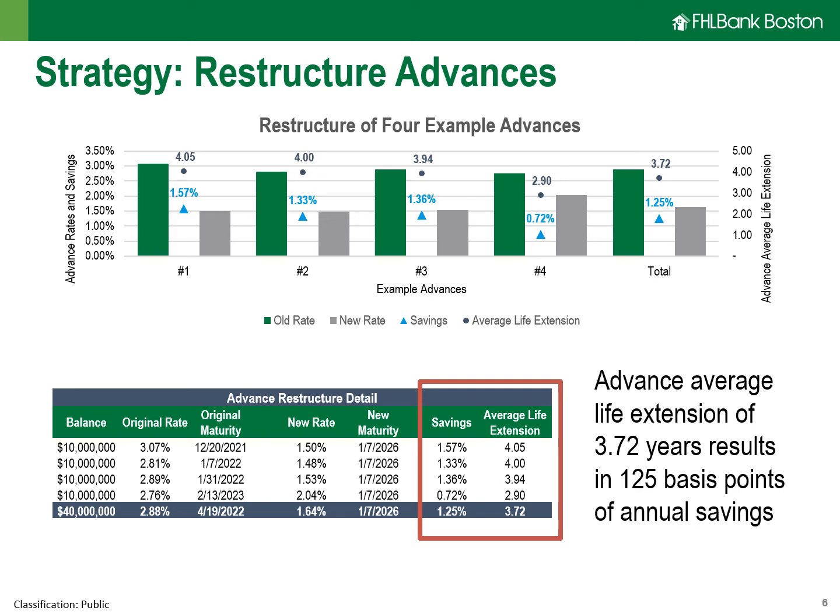So if we apply this same restructure approach to each of these advances, we have 4 advances totaling $40 million and have reduced the overall rate by 125 basis points by extending the average life by 3.72 years. When you look at the results, you help improve margin by $500,000 annually through lower cost advances, and you also reduce exposure to rising rates by extending the average life of the advances.